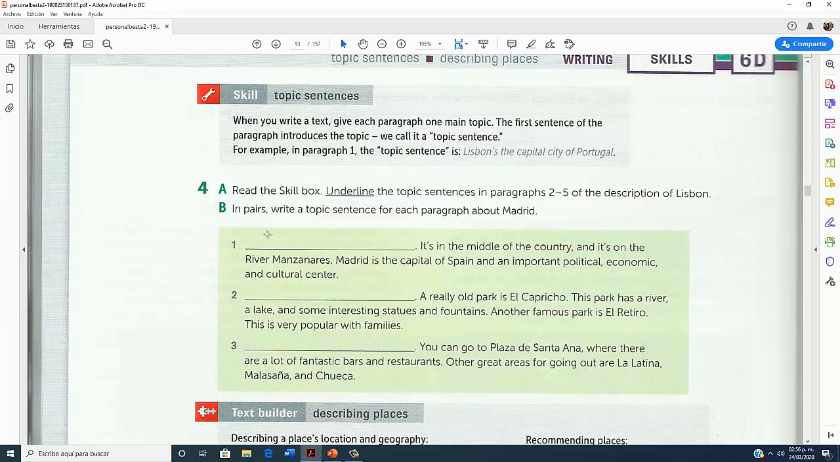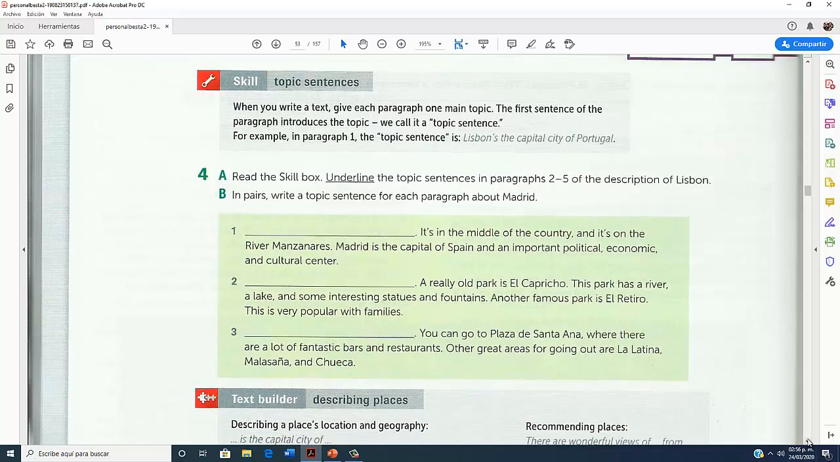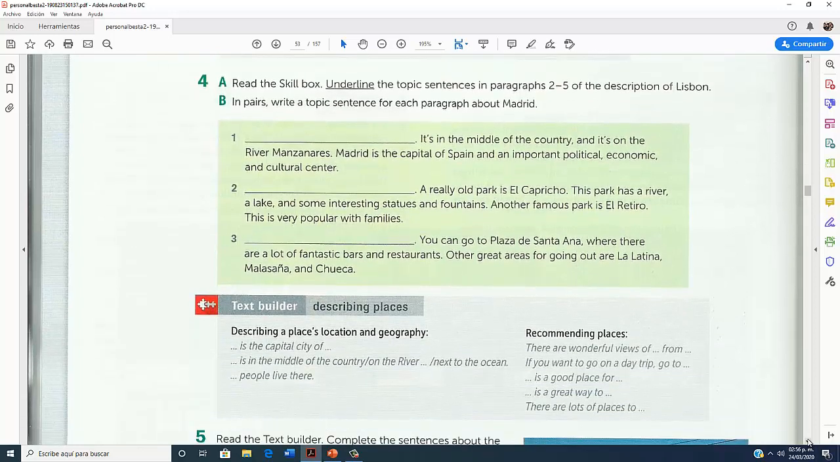In pairs, write a topic sentence for each paragraph about Madrid. A topic sentence is like a general idea about that paragraph, okay? And here it says, it is in the middle of the country. Madrid is the capital city of Spain and it's an important political, economic center. Here, for example, we can say the capital city, number 1. That's a topic sentence in number 1.